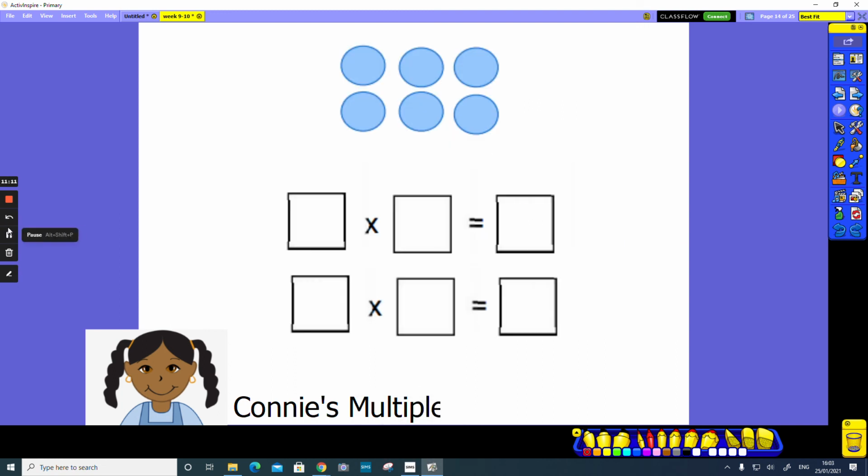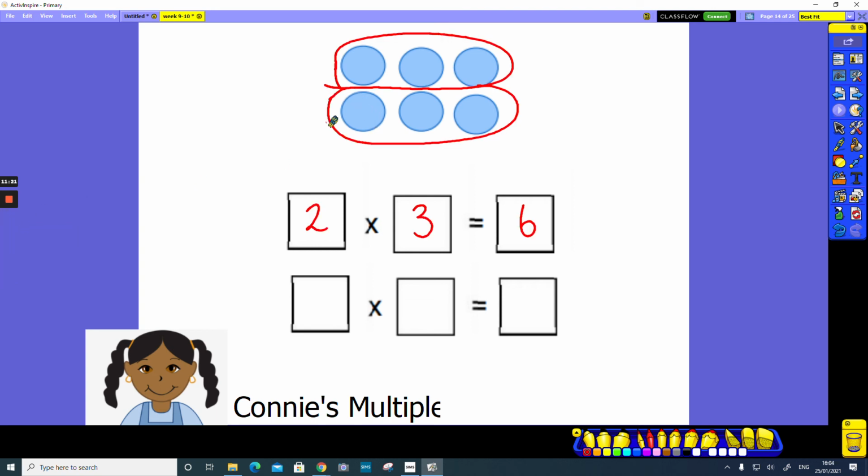Write down the 2 times tables represented in this array. Press pause and then press play when you're ready to check your answer. The first one I've shown in red, 2 groups of 3. 3 circles in each group. The second times table is in green. I have 3 groups of 2 equals 6.